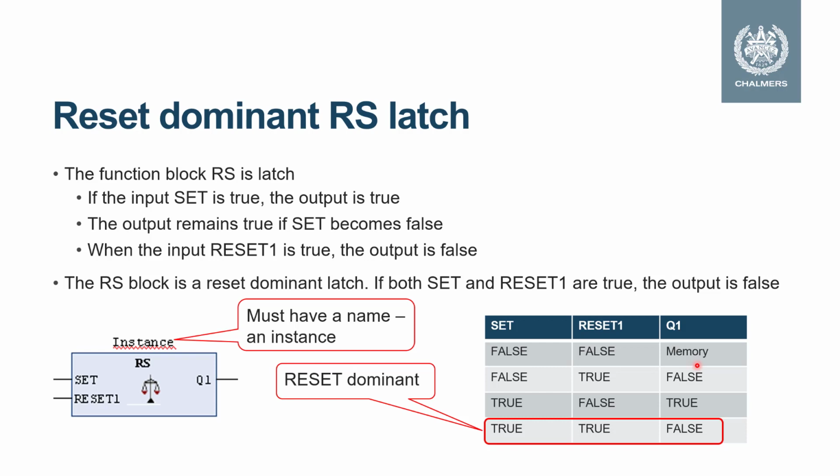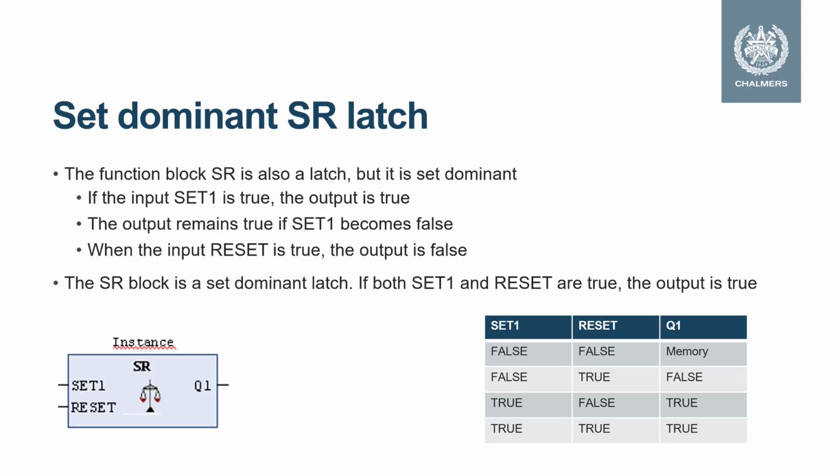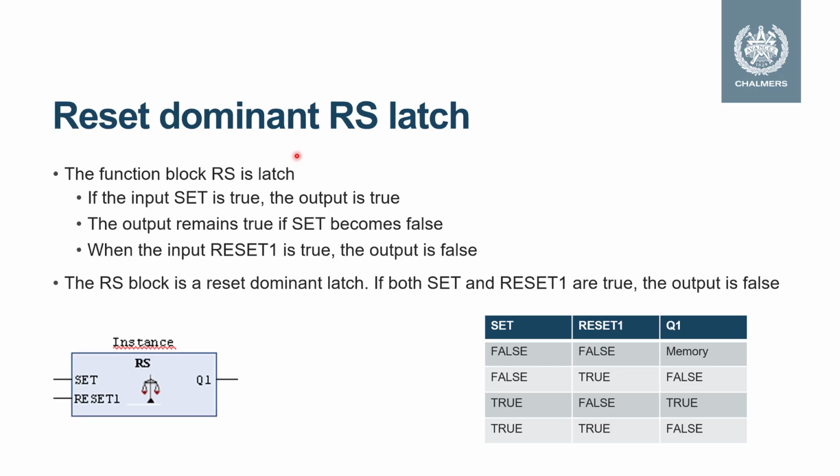Just as in the ladder latch or in the relay latch, we want to have a start dominant form as well. And the function block for that is called SR. The SR function block is set dominant. We can see that on the S coming first, and also that we have the number 1 after set, in contrast to the RS latch, which was reset dominant. We have the R first, and we have the number 1 on reset here.